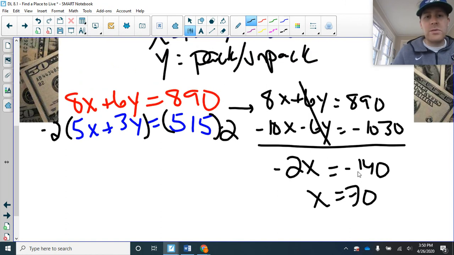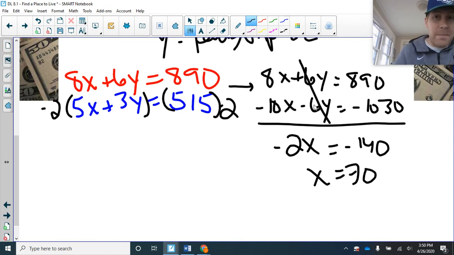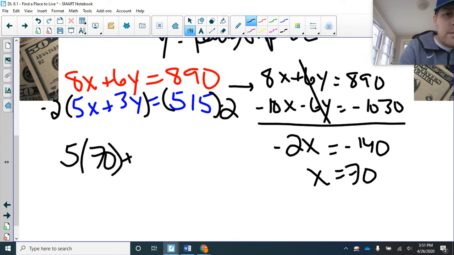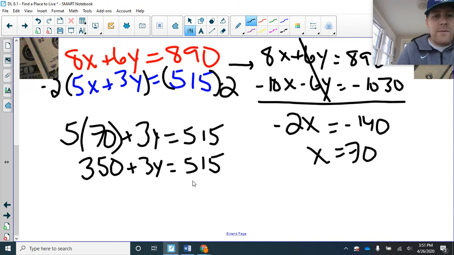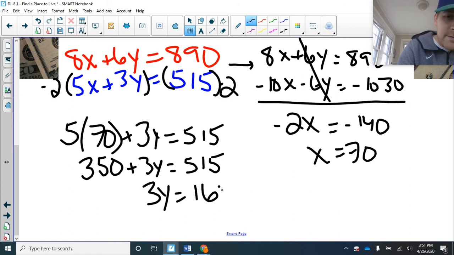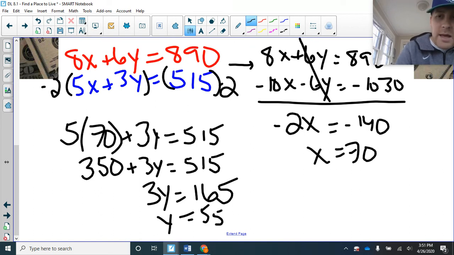Let's take what x equals now and plug it back into either original equation. I picked the bottom one. So I'm going to say 5 times x, so 5 times 70, plus 3y equals 515. 5 times 70 is 350. Let's subtract 350 from both sides. I get 3y equals 165. Divide both sides by 3, and y is 55. So it's $70 per hour to load and unload, and $55 per hour to pack and unpack.